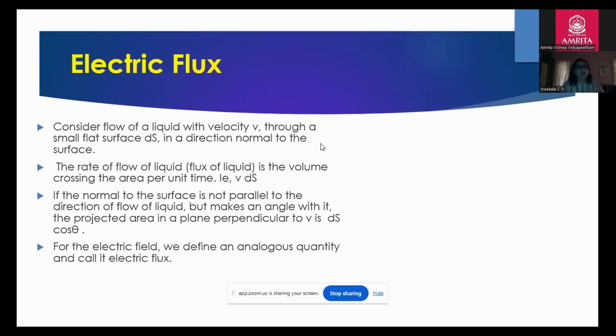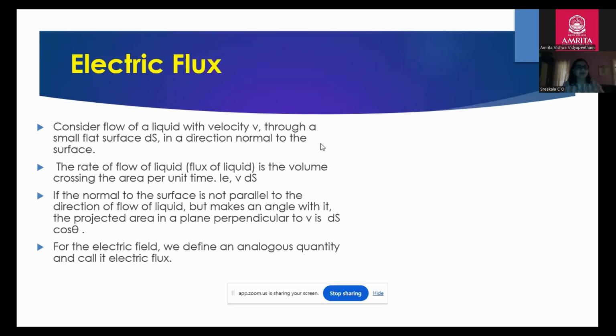If it is not normal to the surface, but makes an angle with the direction of the liquid, then the projected area in a plane perpendicular to v is ds cos theta. If it is not perpendicular to the plane, then we have to take the component, that will be ds cos theta.